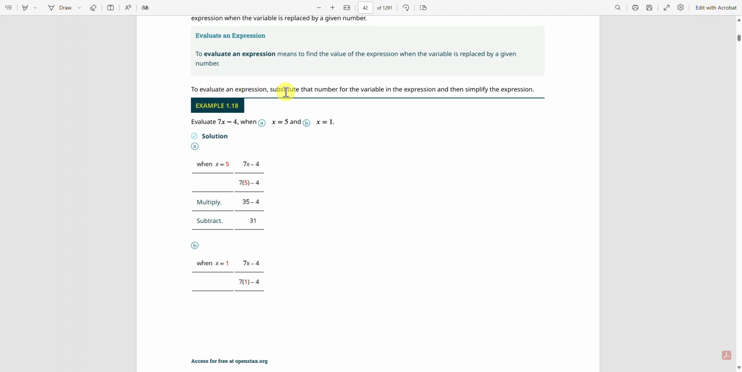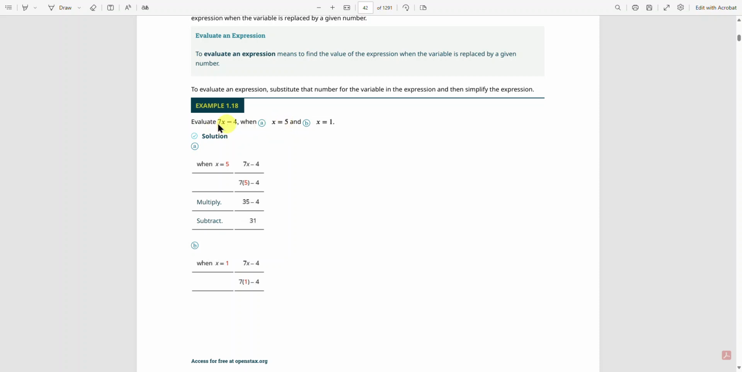To evaluate an expression, substitute the number for the variable in the expression and then simplify the expression. So let's take a look. Evaluate the expression 7x minus 4. So 7 times x minus 4. Find the value of this expression when x is equal to 5.